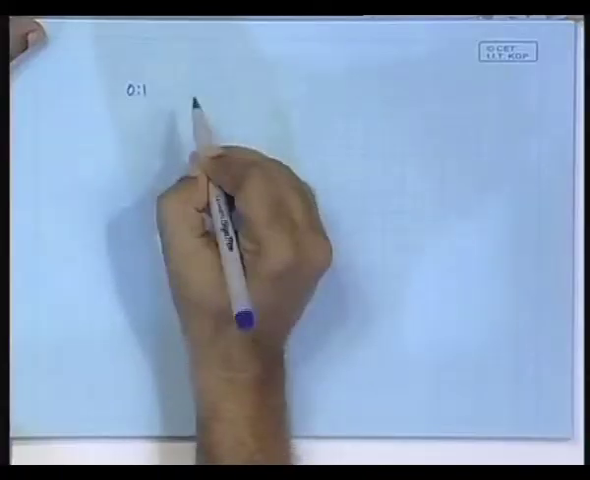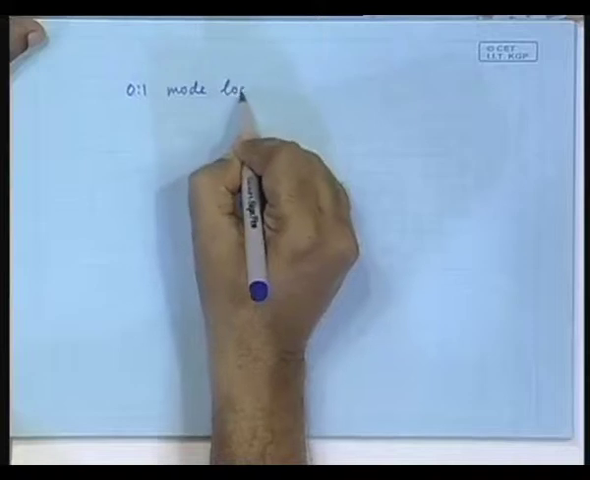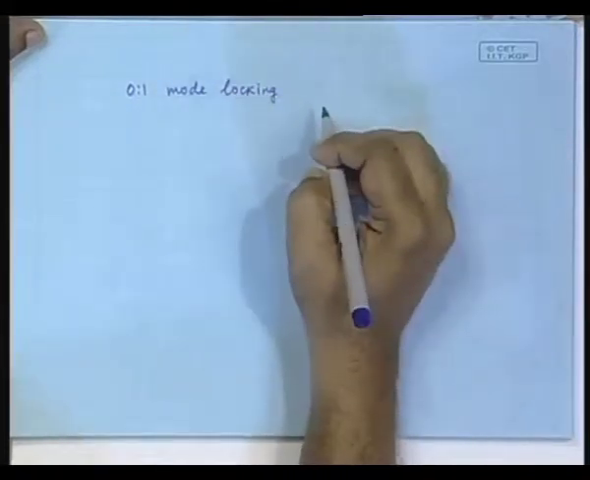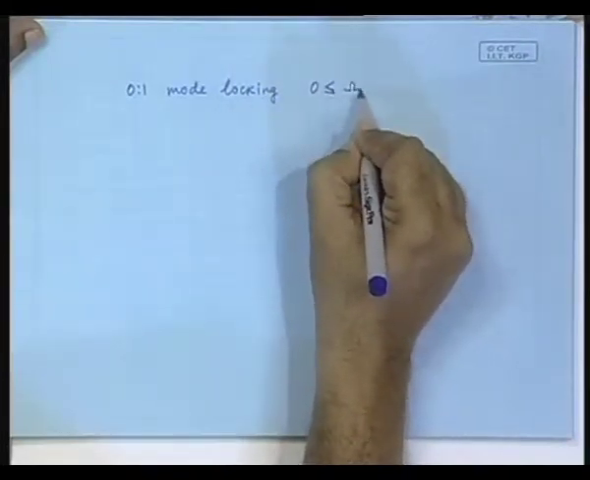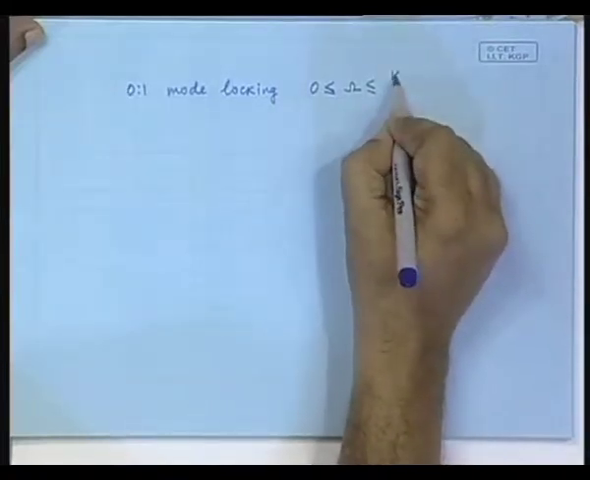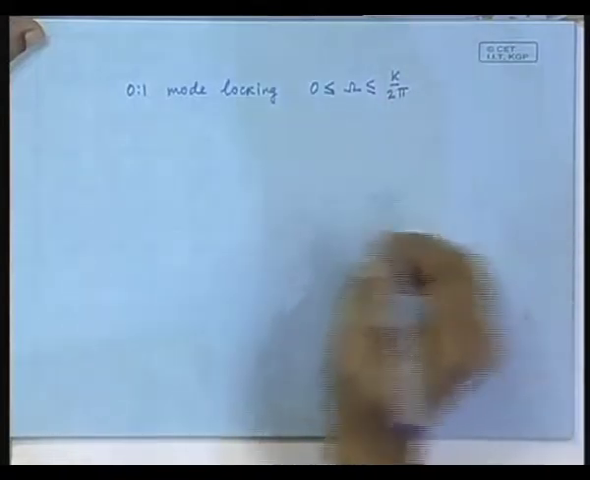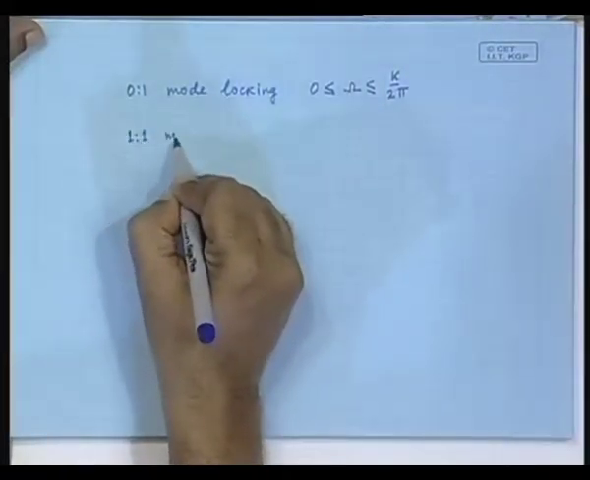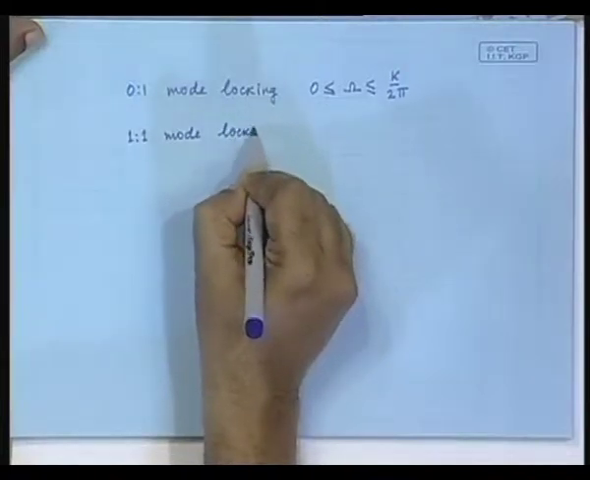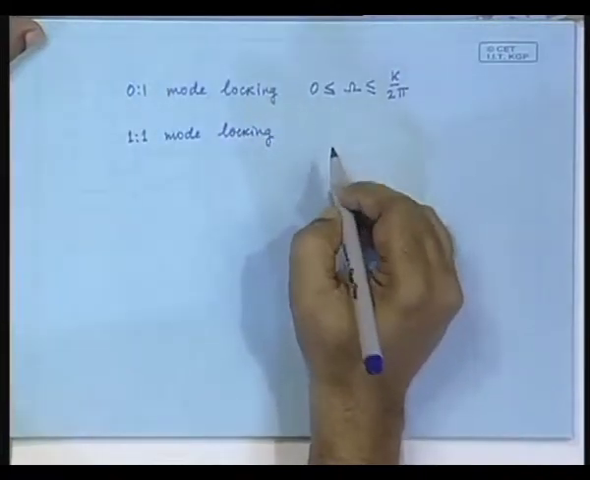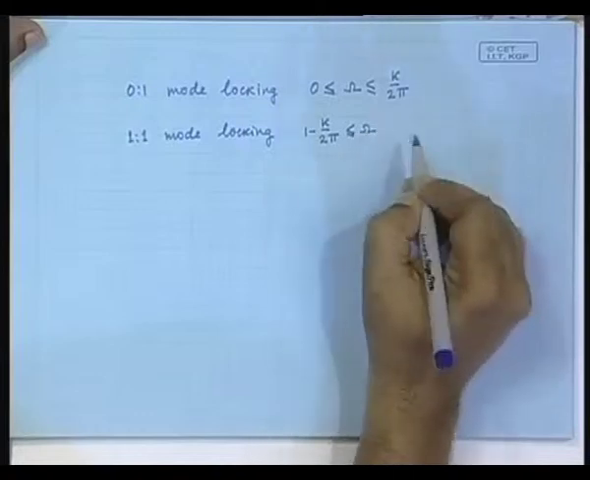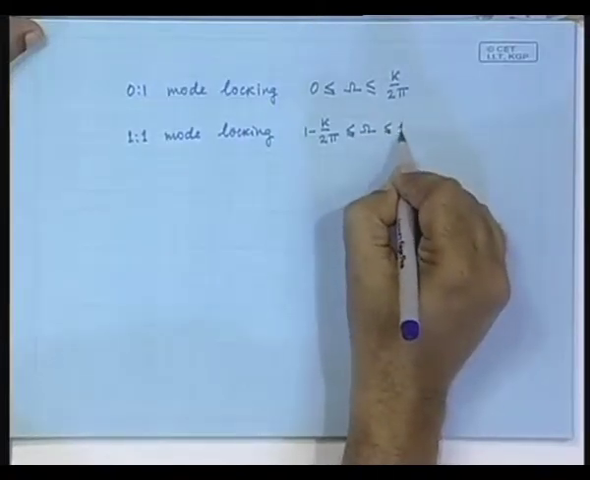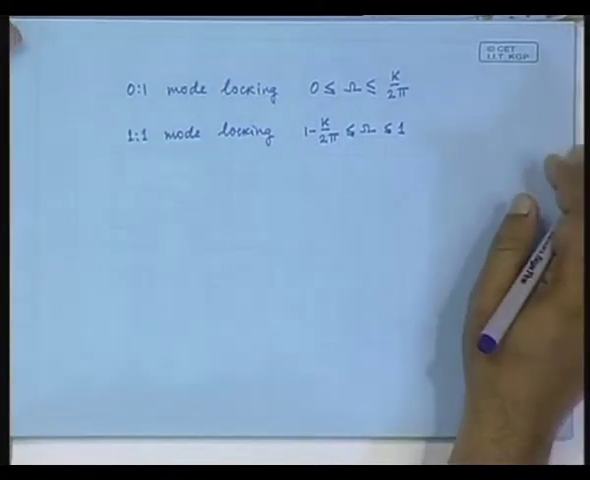Do you exactly recall what the ranges were? So, the 0 to 1 mode locking condition was, all right, and the 1 to 1 mode locking condition was, right.